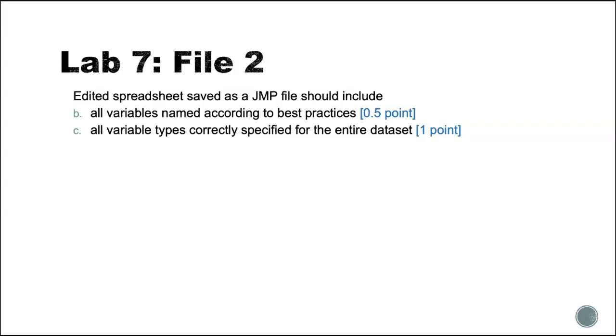Make sure all of the variable types are specified correctly for your entire data set. So make sure that they say if they're ordinal or nominal or continuous, they need to be specified correctly. In this second file, in this actual JMP file, besides naming your variables according to best practices and specifying the correct types, you need to look at all of your variables of interest. So your independent, your dependent variable, and your potential confounders. And you need to look at them in terms of the distribution, just like you did last week.